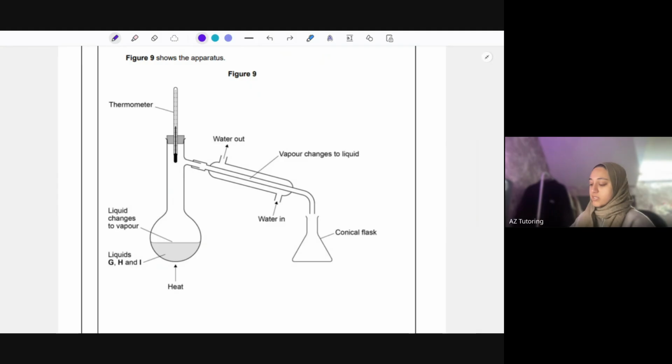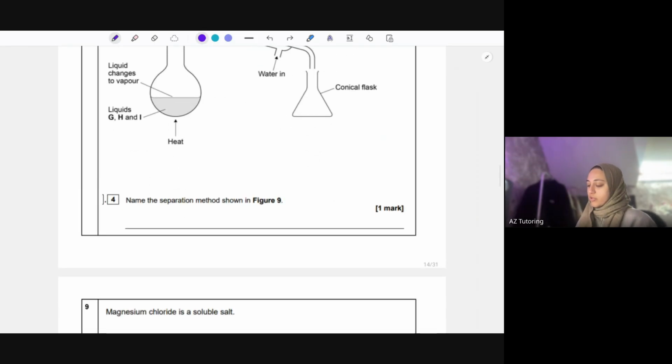That then rises and comes down this part, which is called a condenser. And this condenser is really cold. So what happens is that gas changes back to a liquid because it's cooled down. And when it's changed back to a liquid, it's going to drop into this conical flask. So we name the separation method shown in figure 9. This is distillation.